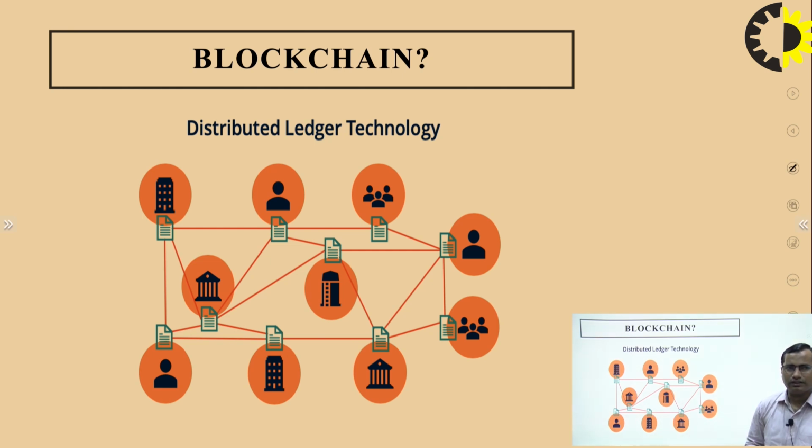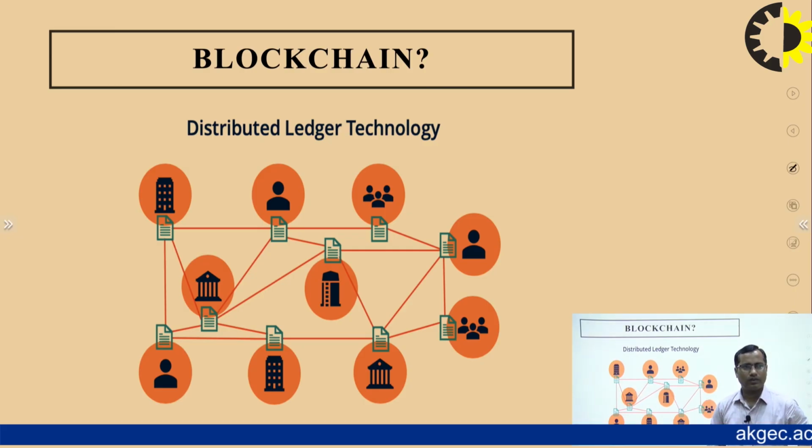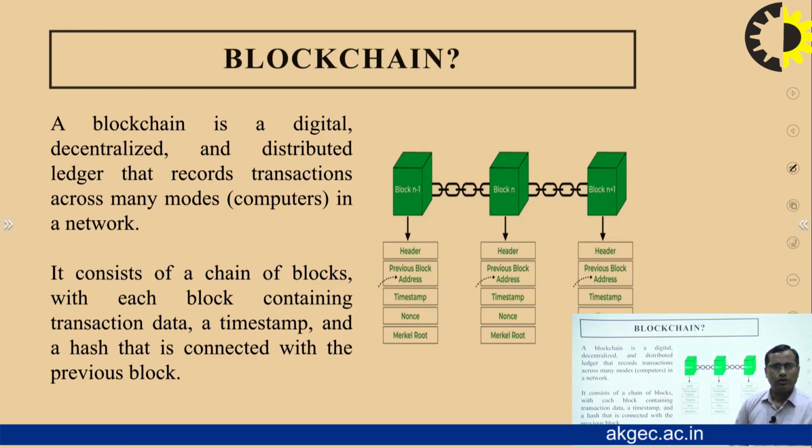And we can see here, the ledger is distributed to all the peers, all the systems. And each ledger is connected to the previous one. That means the same ledger is available to all the systems at once. So we can define this blockchain.